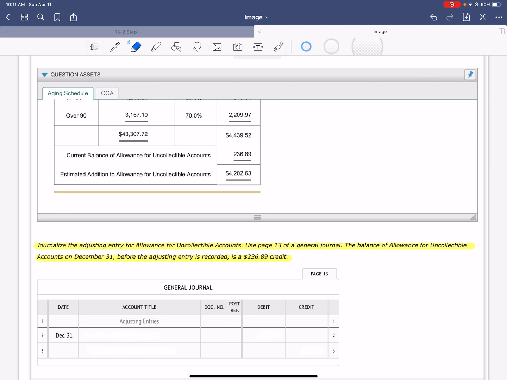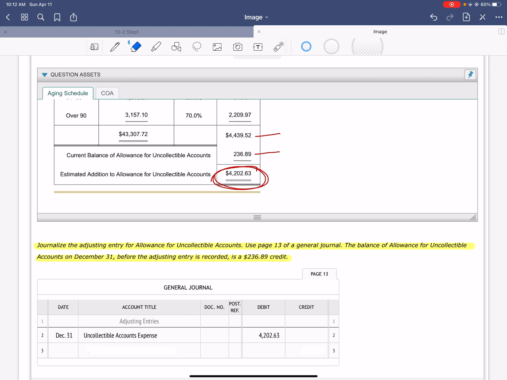The date is December 31st. This is an expense to our business, so we're going to use uncollectible accounts expense. It has a normal debit balance, so we're going to increase it by $4,202.63, and we figured that out up here. Remember, this was the total amount from our columns. It already had a credit balance, so we subtracted, and we're going to use that amount, the $4,202.63.